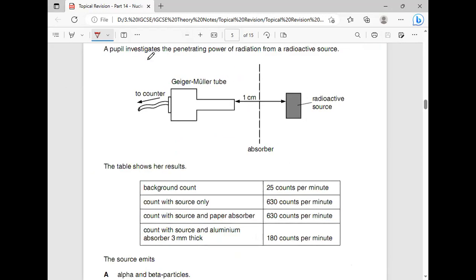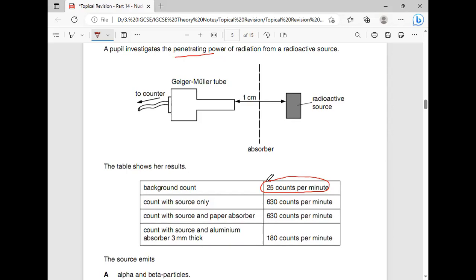Okay, G. A pupil investigates the penetrating power. Now this is related with the penetrating power of a radioactive source. Background radiation was 25 counts per minute. Background radiations are those radiations which are always present in the atmosphere due to different sources or reasons.